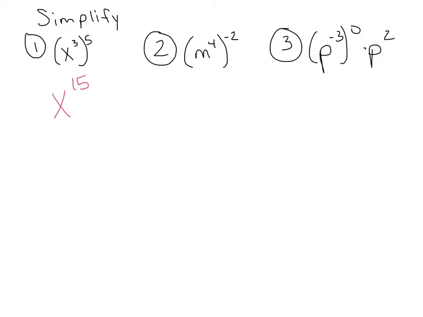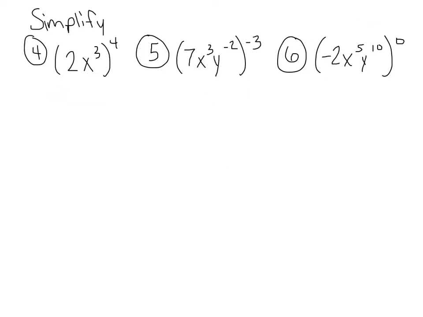So number two, m to the fourth to the negative 2 becomes m to the negative 8th. Well, we can't leave a negative exponent, so it's on top, so I need to move it to the bottom. There's nothing else in that problem, so you put a 1 on top. Number three, p to the negative 3 to the 0. Remember, anything to the 0 is 1, so that really just goes away, and you're left with p to the second.